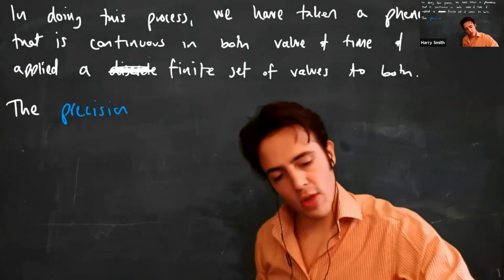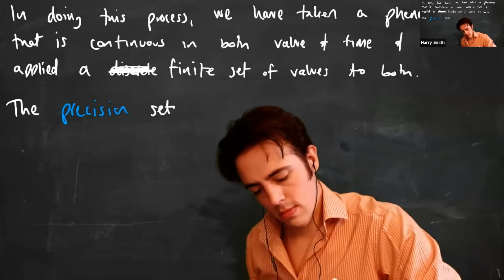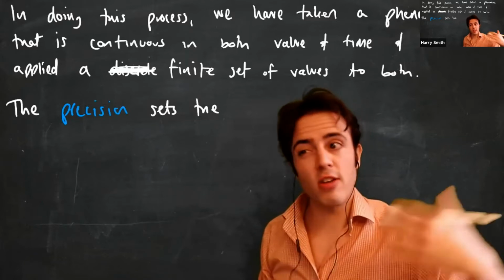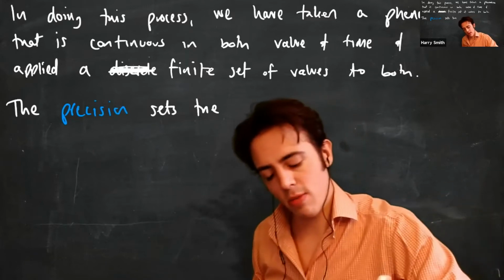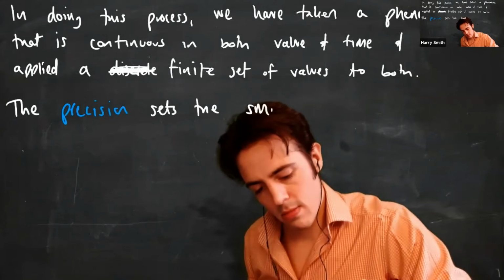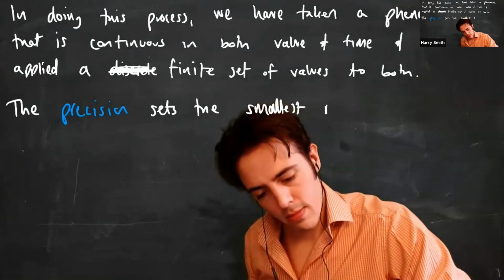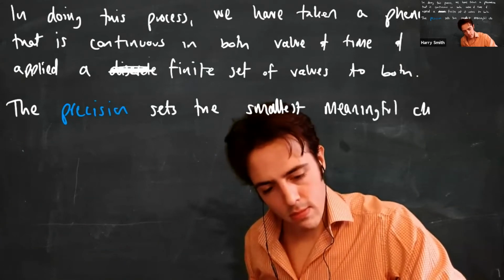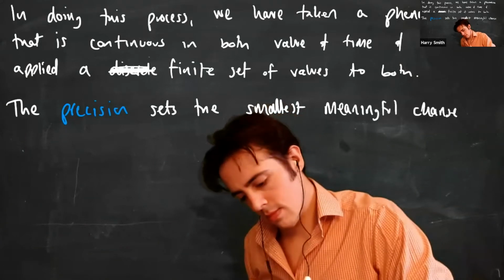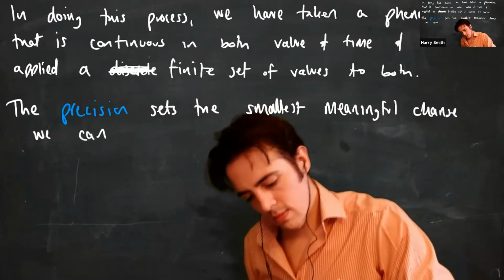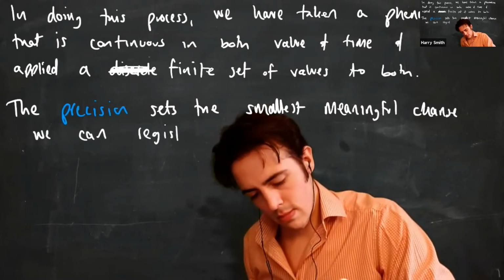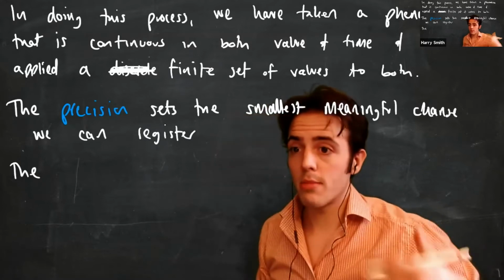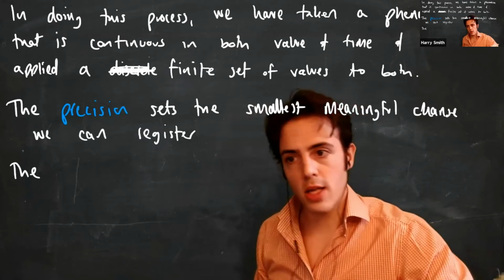So we'll say the precision sets the smallest meaningful change we can register. And again, we can think about that as being the number of decimal places. And then the sample rate simply sets the number of values that we record per unit time.